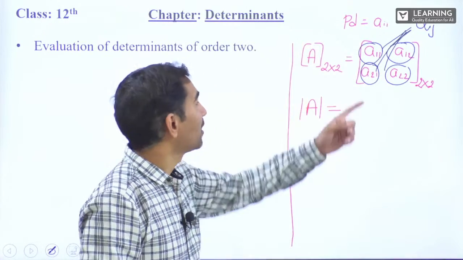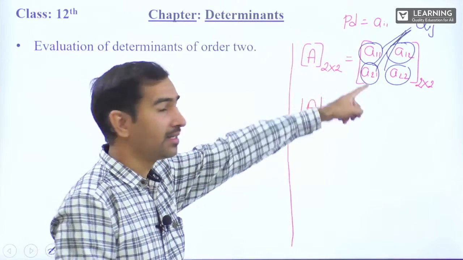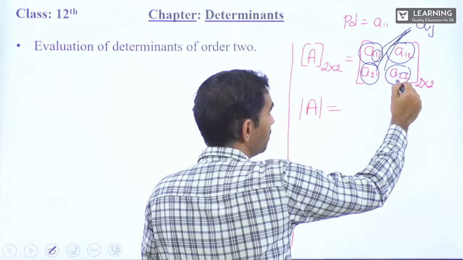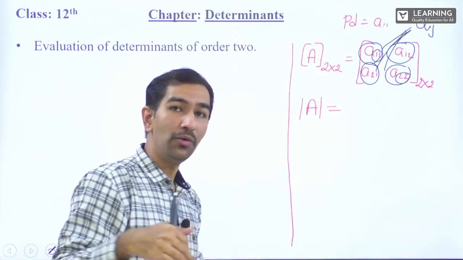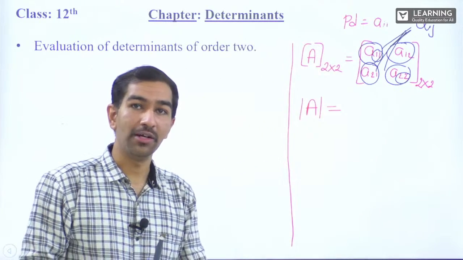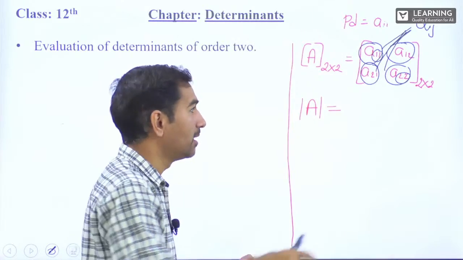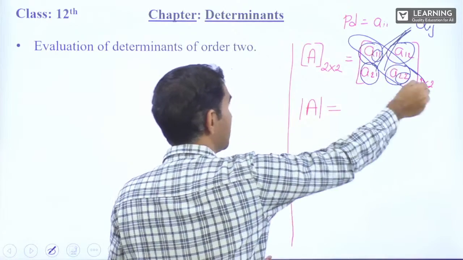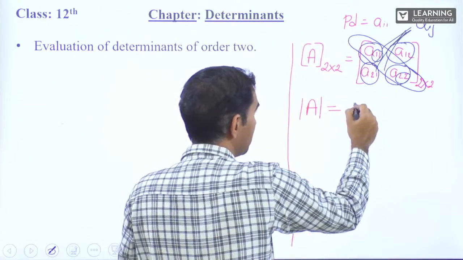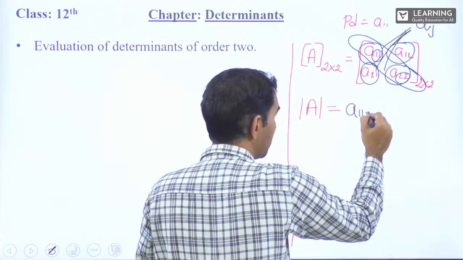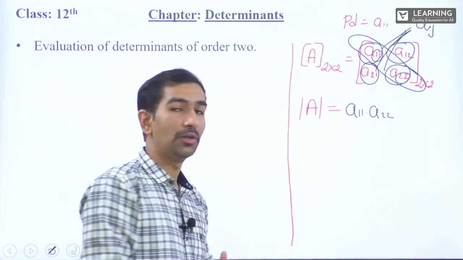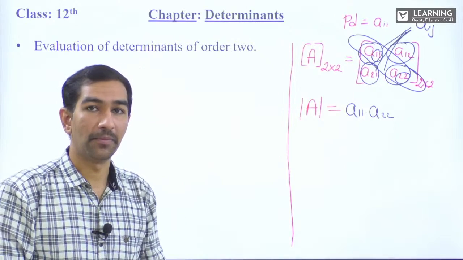Correct? So now what is a_ii? See this: 1 1, same; 2 2, same. So how do we evaluate the determinant of order 2? Multiply the principal diagonal first. What is the principal diagonal, students? This is the principal diagonal. Multiply that. So that will be a11 dot a22, meaning a11 into a22. Now here comes the important point.